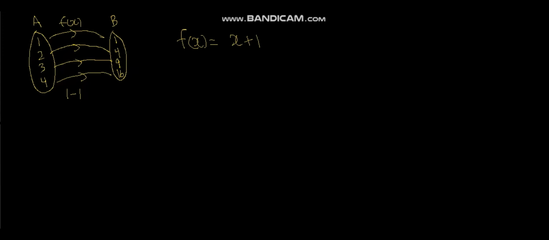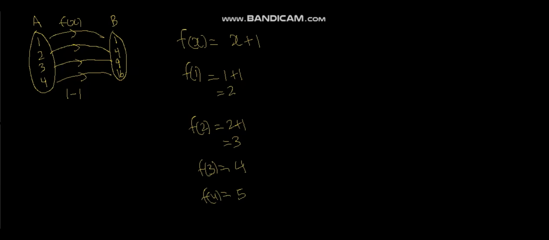So if we input, let's use these input values here. Let's input f of 1 into this function. You would get 1 plus 1, which is 2. F of 2 into this function, we would get 2 plus 1, which is 3. Now f of 3 into this function, we would get 3 plus 1, which is 4. And similarly, f of 4, we would get 4 plus 1, which is 5.